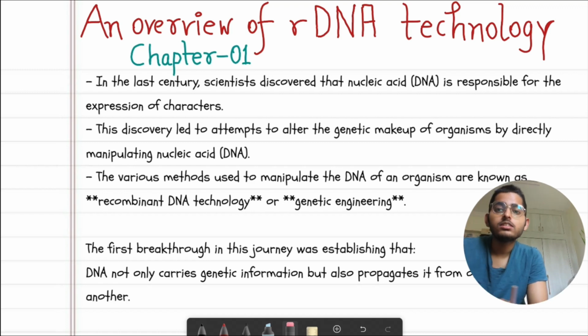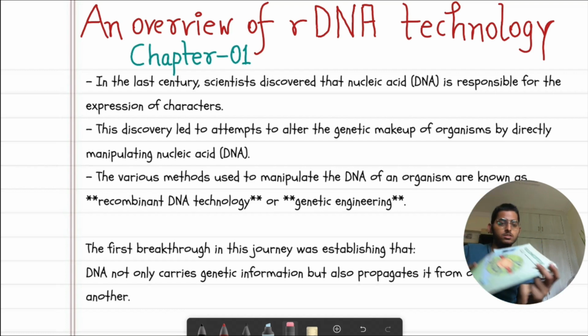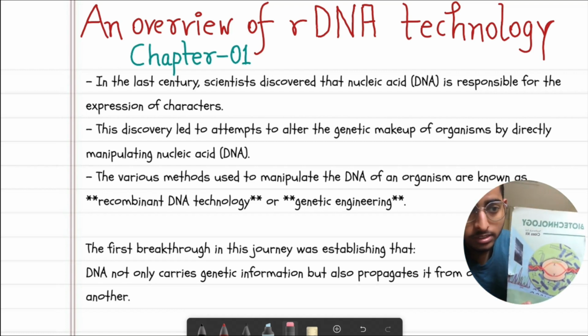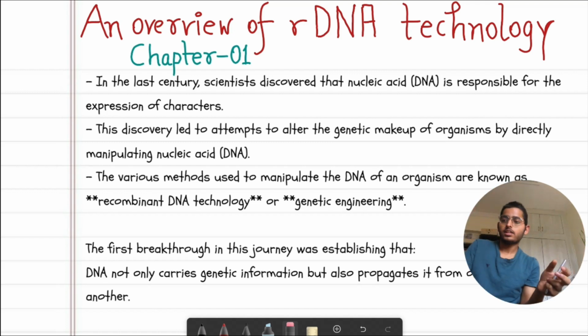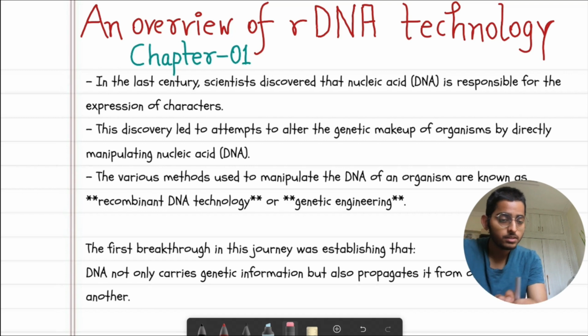We'll discuss the first chapter of our biotechnology book, in case you don't know. This is the biotechnology textbook for class 12th. And mind you, this particular chapter, the first chapter of this book, an overview of rDNA technology, also known as genetic engineering, is a chapter which is usually not asked in the school examinations or the periodic assessments you will go through. This is a chapter just for overview, a bird's eye view.